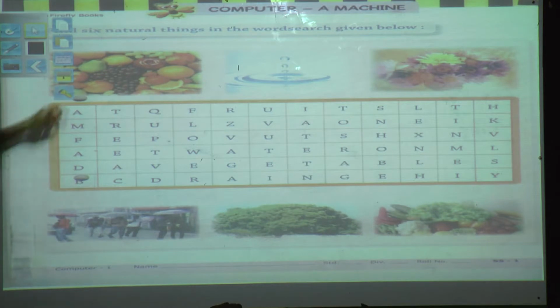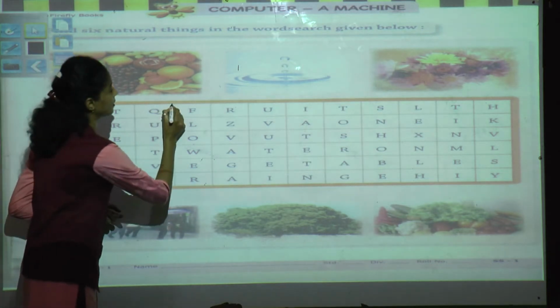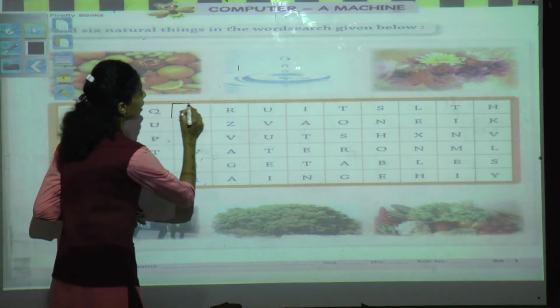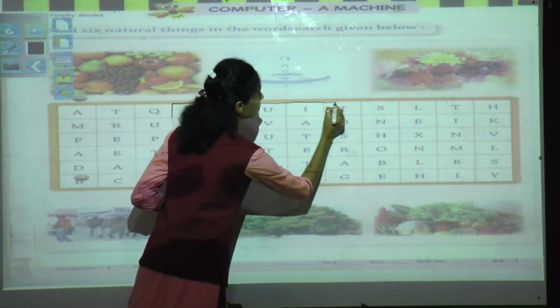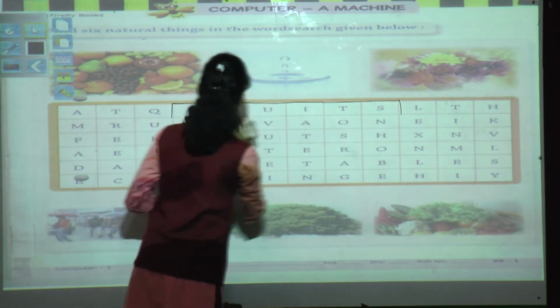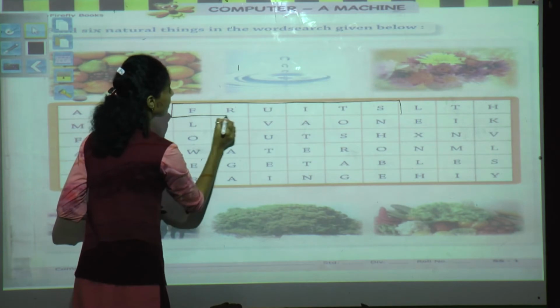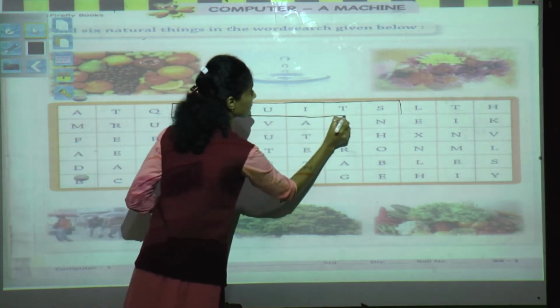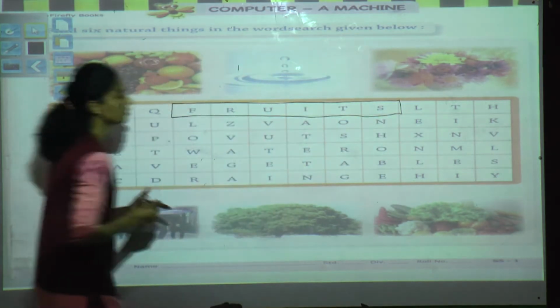What is this? First one is fruit. What is the spelling of fruit? F-R-U-I-T-S. Fruits. Where can we see the fruits? Here, right. We have to box it here. Fruits. Okay?